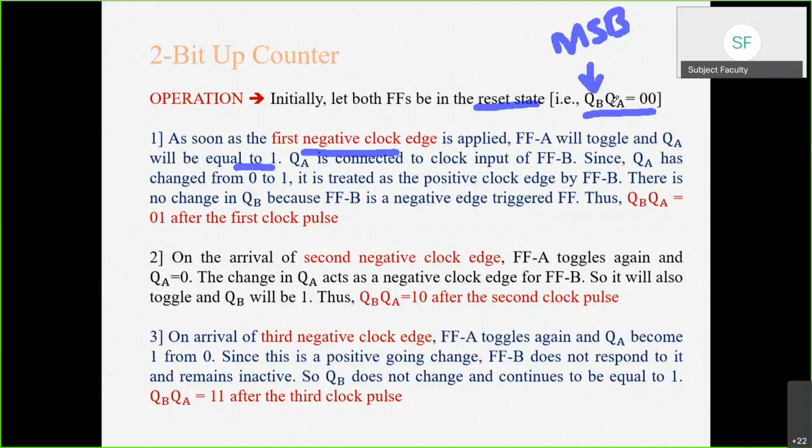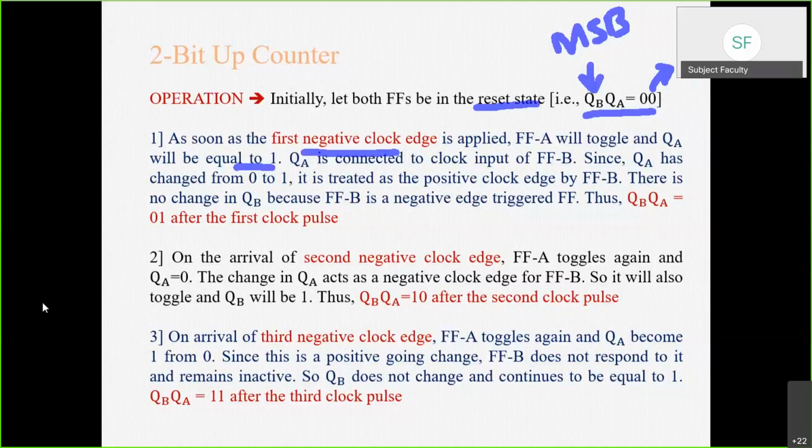Initially, what was the value of QA? We assumed QB QA are 0 0. As soon as the negative clock edge is applied, this will toggle from 0 to 1. So QA will be toggling from 0 to 1.